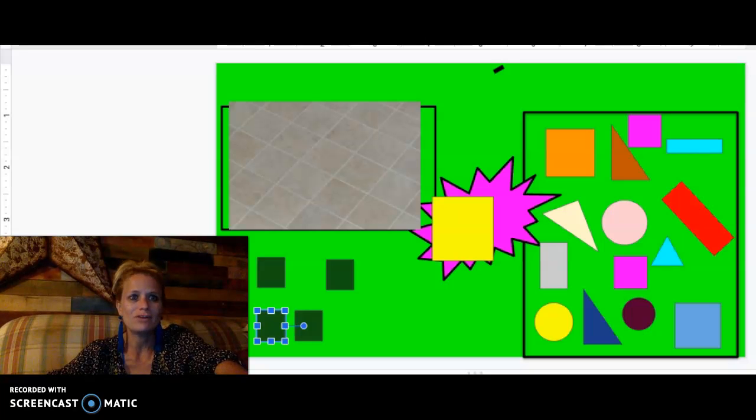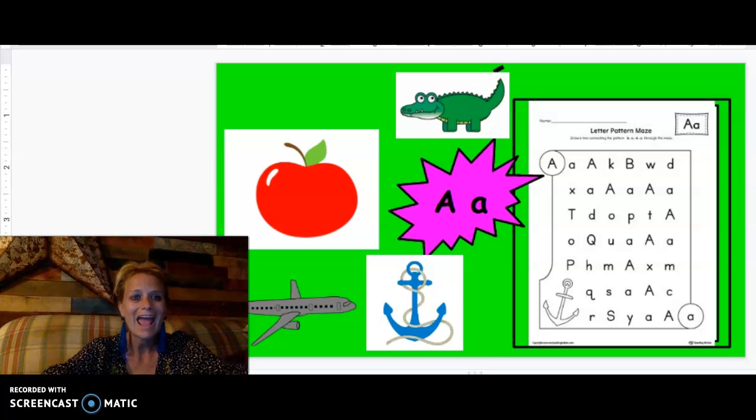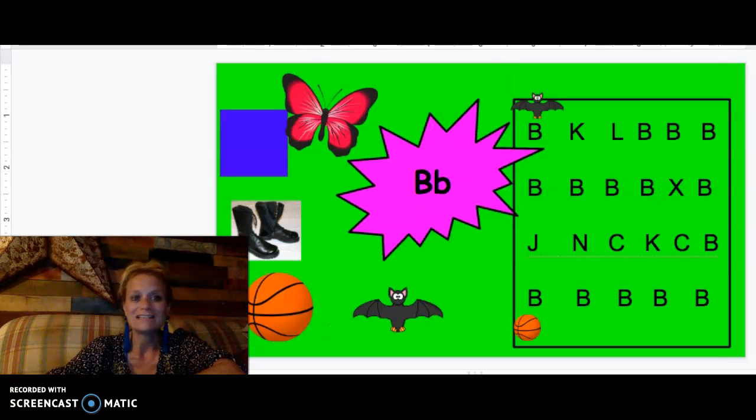Okay, let's remember some of these. We talked about this letter. Say O. We talked about this letter. A, ah for alligator, for apple, anchor, and airplane. We talked about this letter. Good. B. B was for butterfly, blue, boots, ball, and bat.